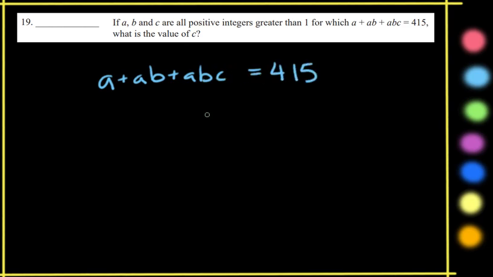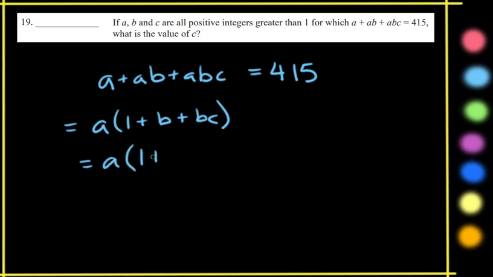Now, we can factor out an a here, so this will be a times 1 plus b plus bc, and so that's equal to that. And then we can also, in this part, factor the b out. So we have a times 1 plus b times 1 plus c, and then 2 parentheses at the end there. So that's going to be equal to 415.